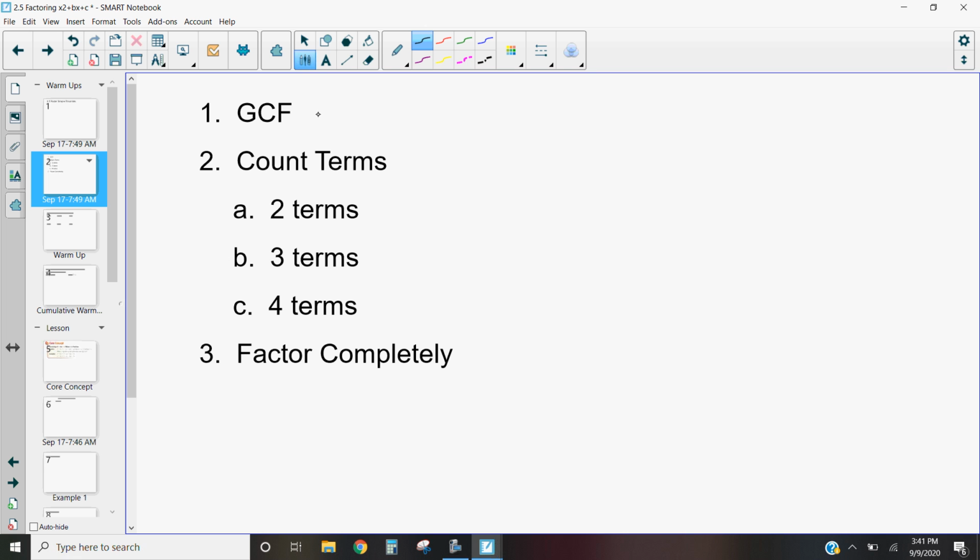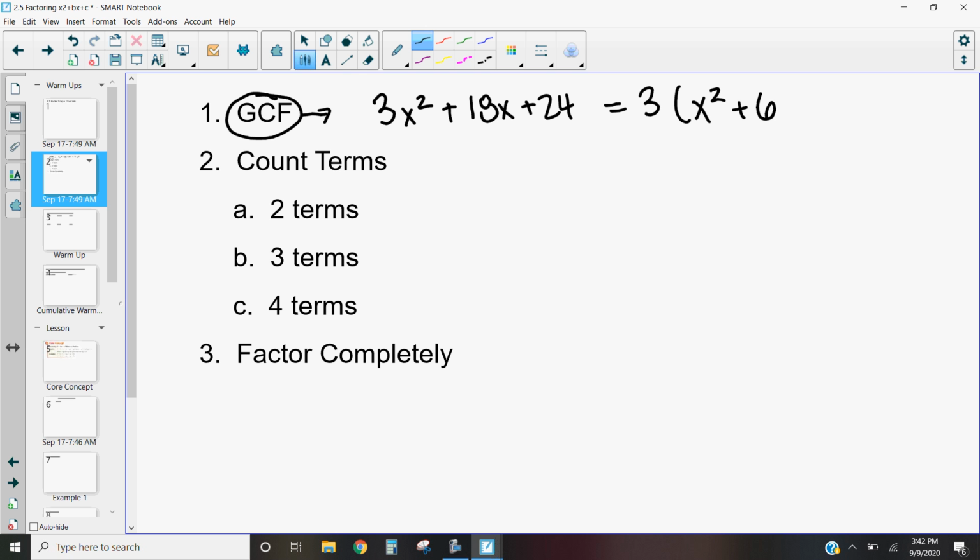First of all, we have our greatest common factor. The most important thing when we see something that we want to factor, say for example I had 3x squared plus 18x plus 24, the very first thing I want to do is take out any greatest common factors. Notice how all of these terms have a multiple of 3, right? 3, 18, 24. So I can actually factor a 3 out of that whole thing. And that leaves me with x squared plus 6x plus 8.